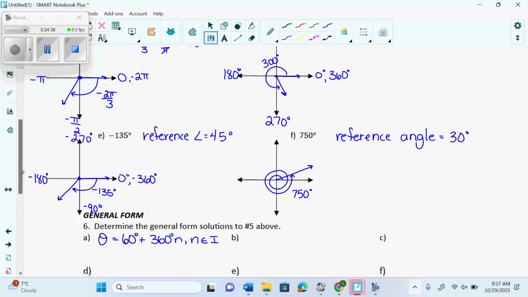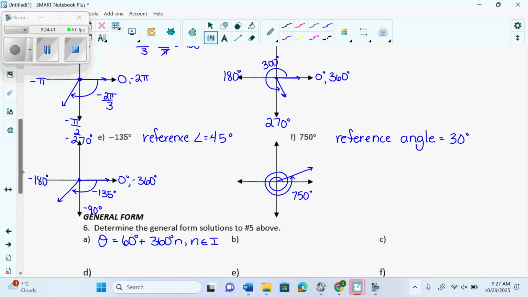I'm going to do E next. So if I do negative 135 degrees, I have to write coterminal. If you don't write coterminal angles, do they know you're finding coterminal angles? No. So negative 135 plus 360 degrees, what do I get?